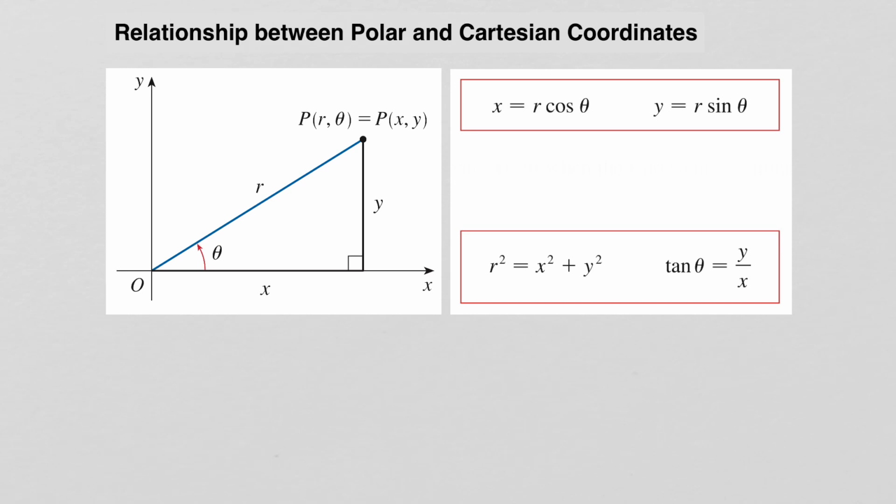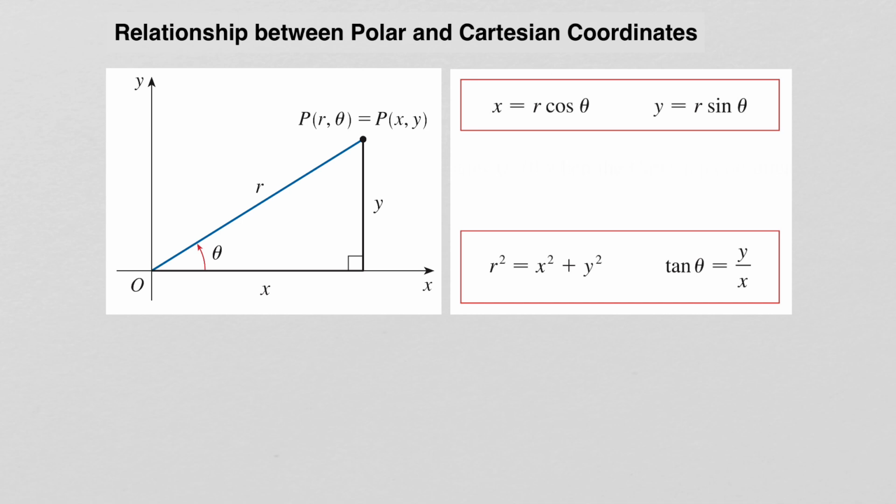There is, of course, a relationship between polar and Cartesian coordinates. So if we have a point in the plane, you can see that this has a Cartesian coordinate of x and y, where x and y correspond to the values on the x and y axis. And then, of course, we have r, which is the distance from the origin or from the pole to the point P. And then we have a corresponding angle theta. So how can we talk about points in polar coordinates and in Cartesian coordinates? How do we translate from one to the other?